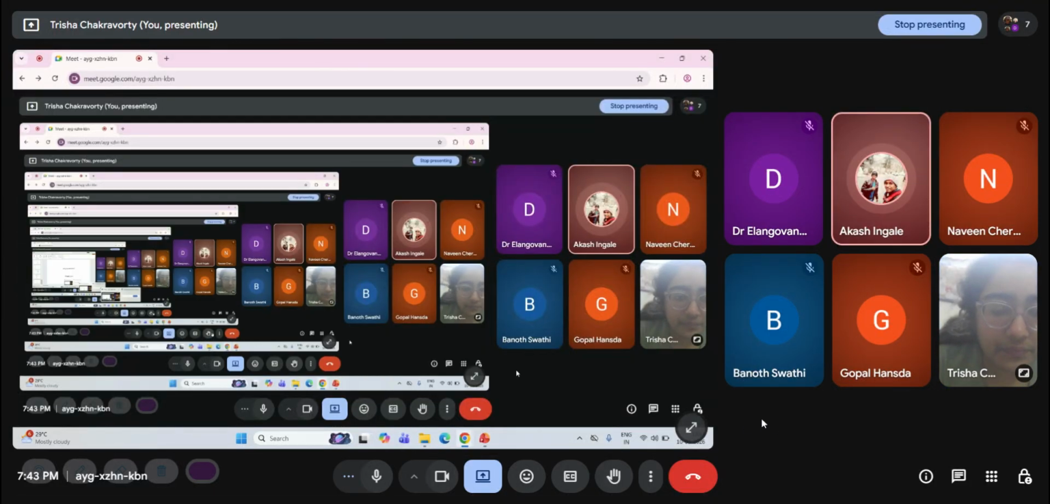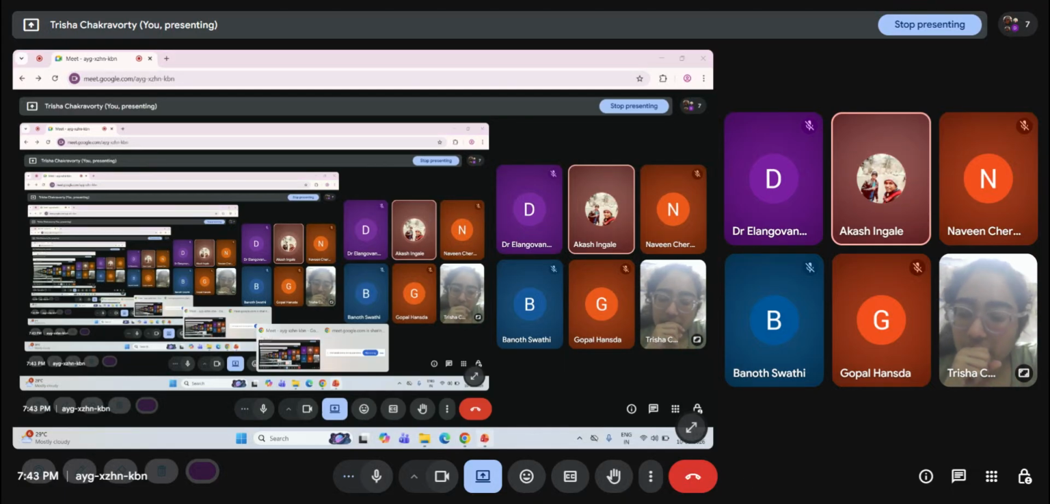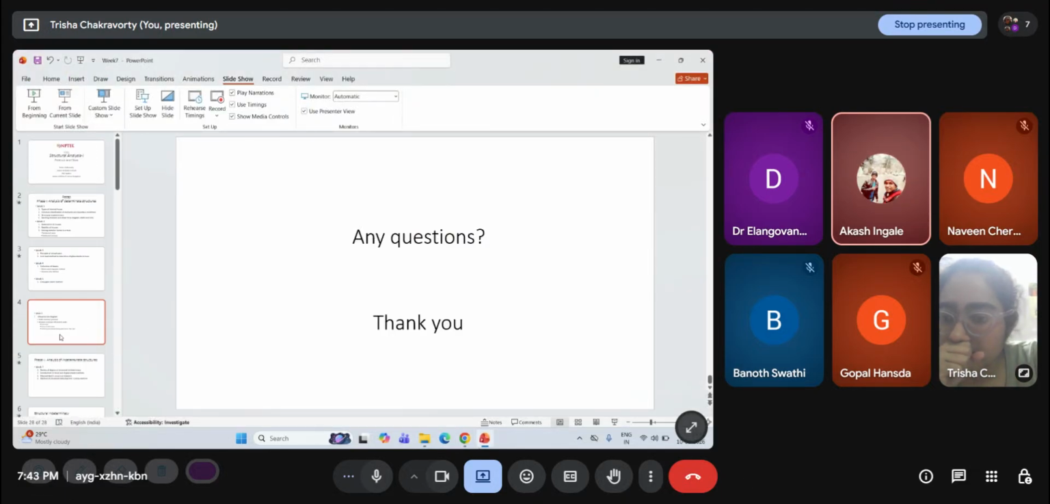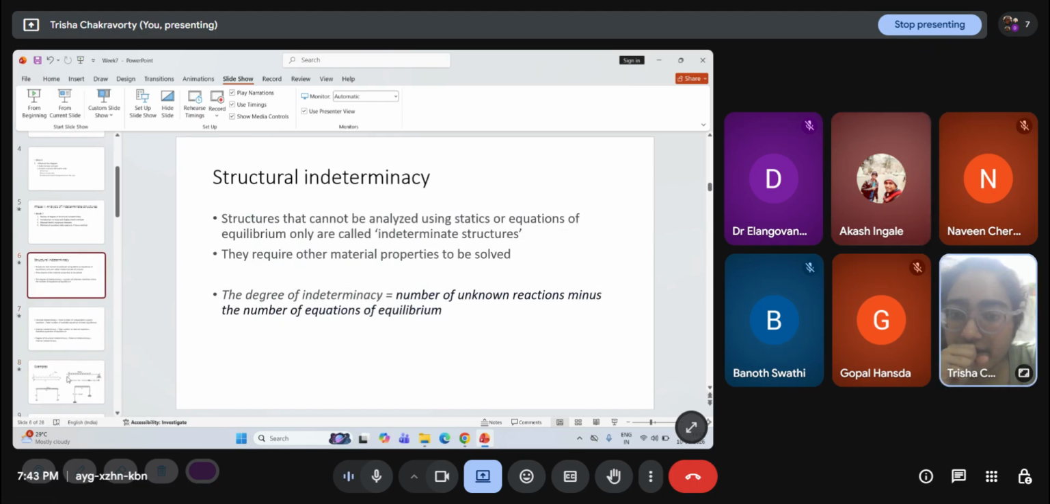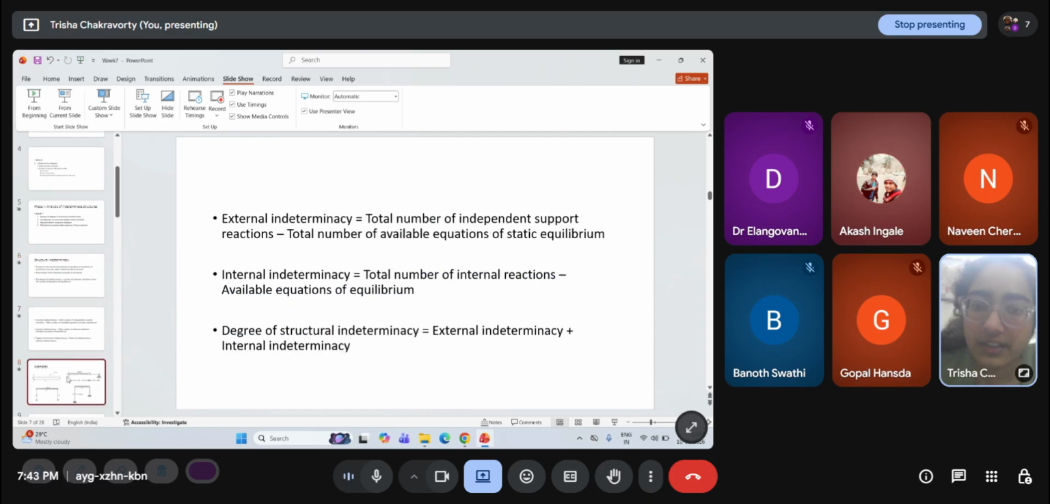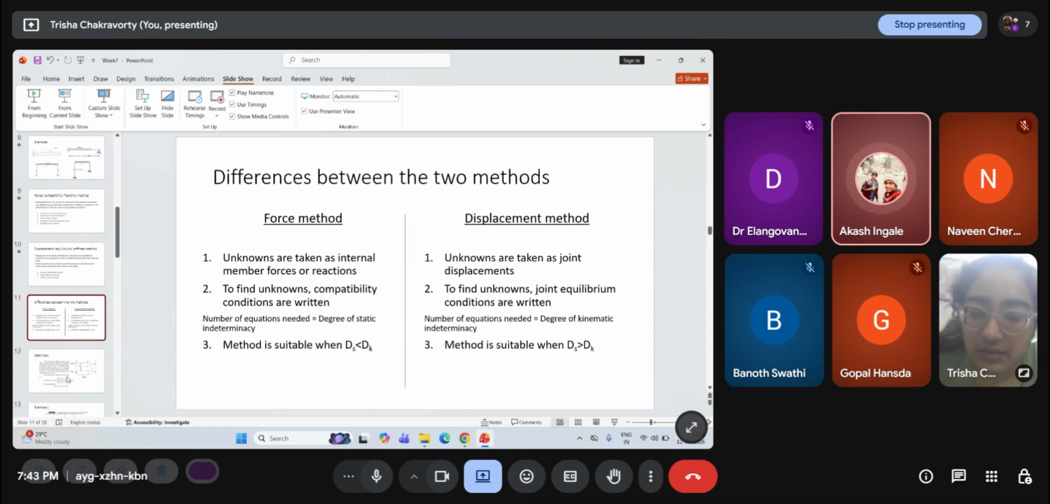Ma'am, please explain the force displacement method. One second. Slide number 6 or 7, ma'am. Oh, okay. 6 or 7, structural indeterminacy. Yes, this slide.